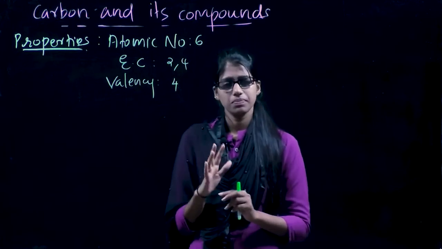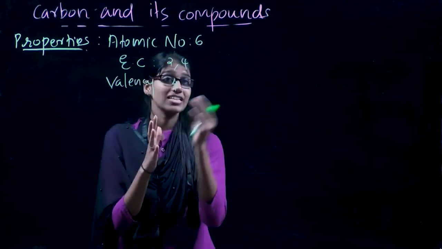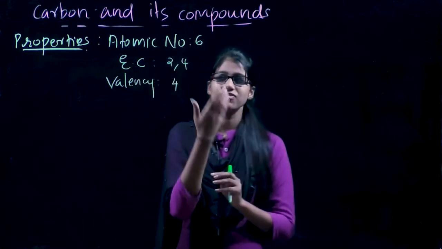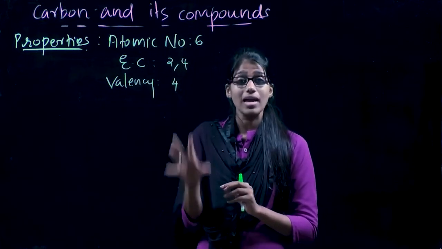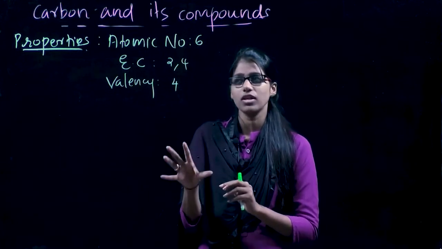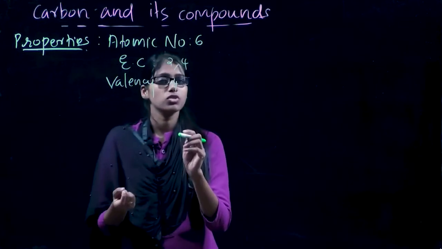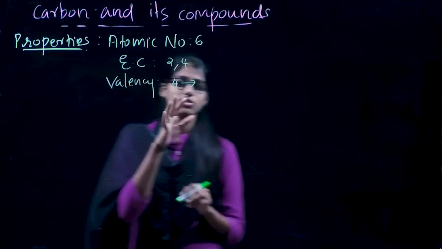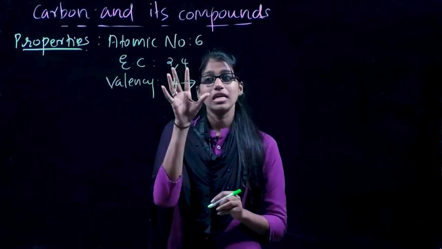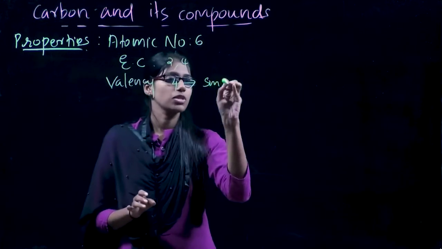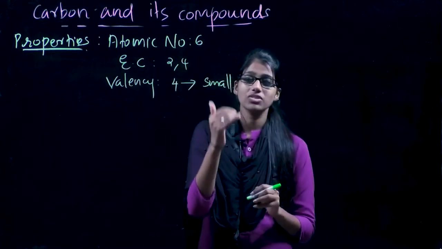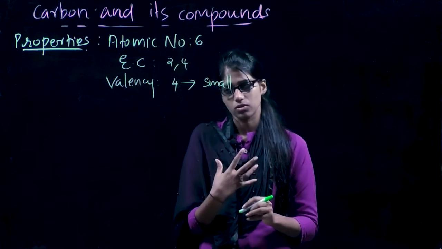Now let's consider that carbon is accepting the 4 electrons. After accepting the 4 electrons, it is very difficult for the nucleus to accommodate all of them because it is extremely small. Therefore, accepting 4 electrons is not possible in the case of carbon, as the size is extremely small and the nucleus is incapable of accommodating 4 electrons.